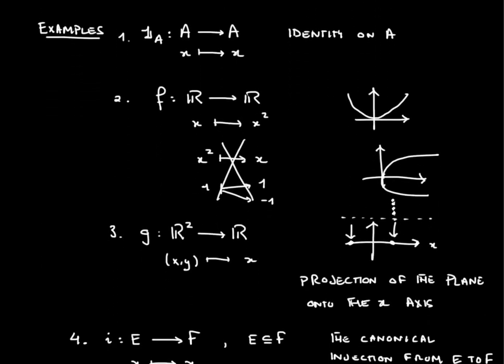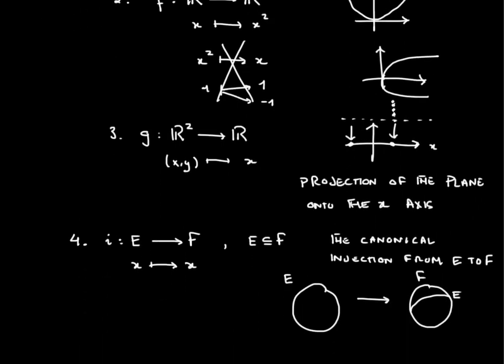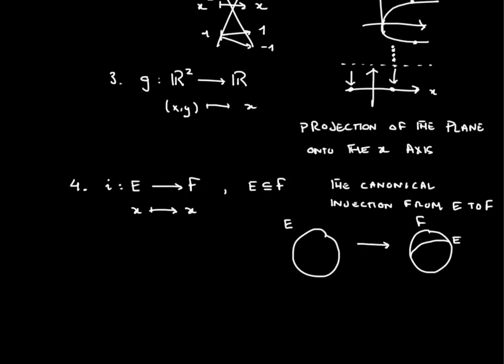As for our examples, we've seen the identity. We've sent x to x squared. And remember, you're not allowed to send something like x squared to x because it would lead you to have multiple points on the vertical line. So for one element in the domain, we would have two images, and we're not allowed to have that. We talked about the projection of the plane onto the x-axis, and we talked about the canonical injection, which simply injects a set into a larger set.